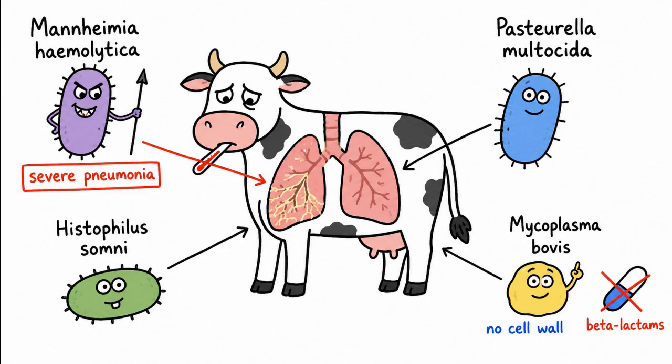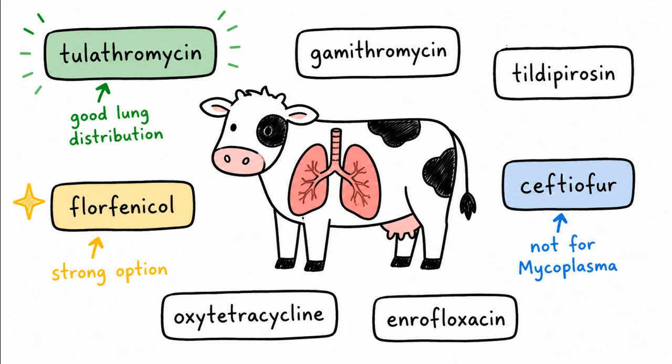Mycoplasma bovis is important because it has no cell wall, so beta-lactams like penicillins and cephalosporins are not a great choice if Mycoplasma is the main concern. So in cattle respiratory disease, I think about labeled cattle drugs like tulathromycin, gamithromycin, tildipirosin, tilmicosin, florfenicol, ceftiofur, oxytetracycline, or enrofloxacin, depending on the case, the label, the class, and withdrawal rules.